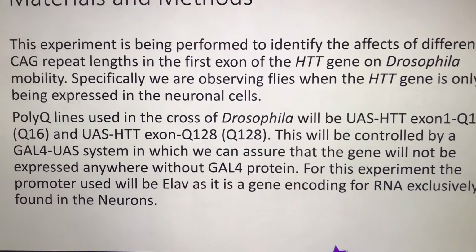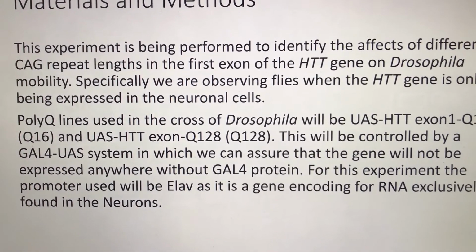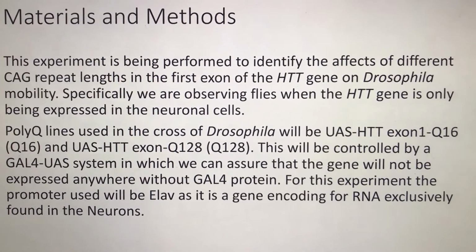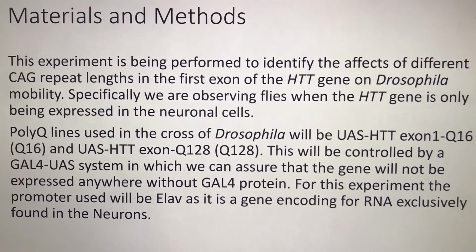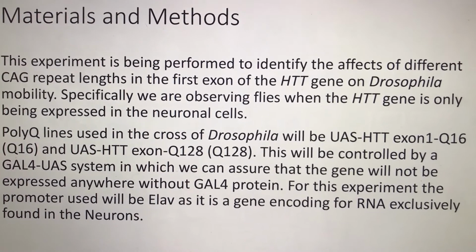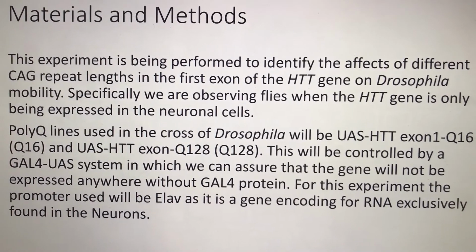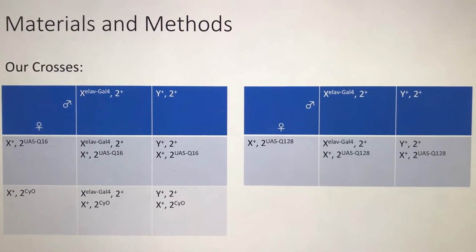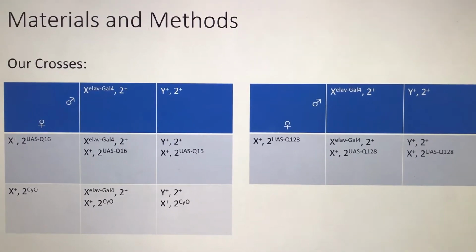There are two Huntington's polyQ genes that we are testing in this experiment, Q16 and Q128, which relate to the amount of CAG repeats we find in the first exon of the Huntington's gene. This is our crosses as we performed in the experiment.